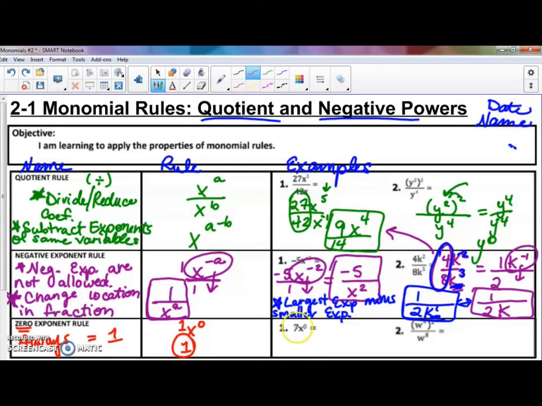Same way here, if I have 7 times x to the 0 power, well, x to the 0 power means I don't have any x's. So that could be like 7 times 1 instead. And 7 times 1 is just 7.